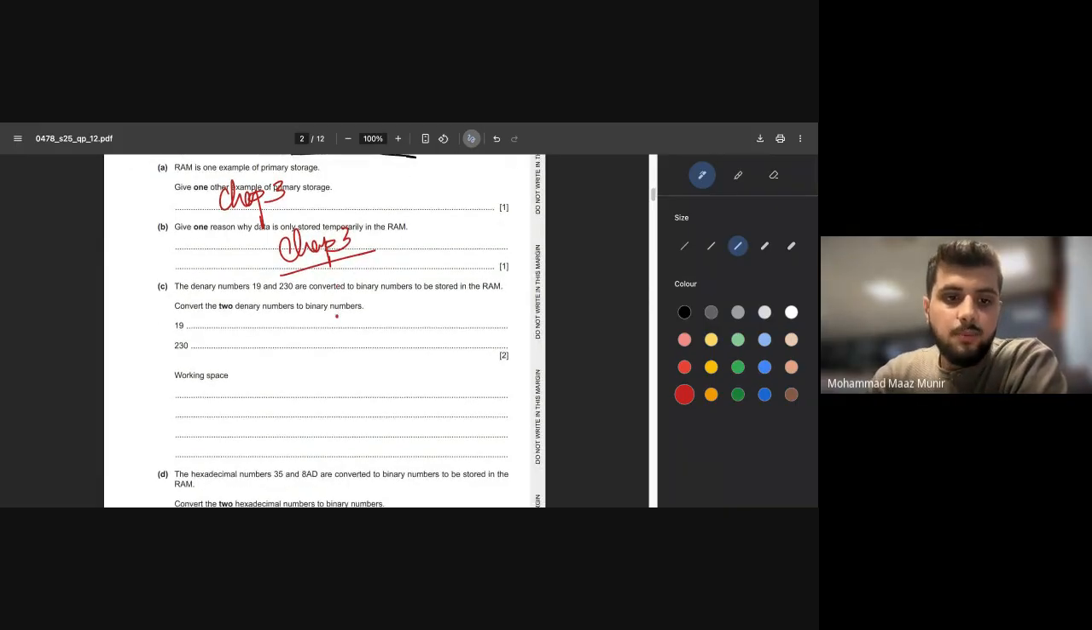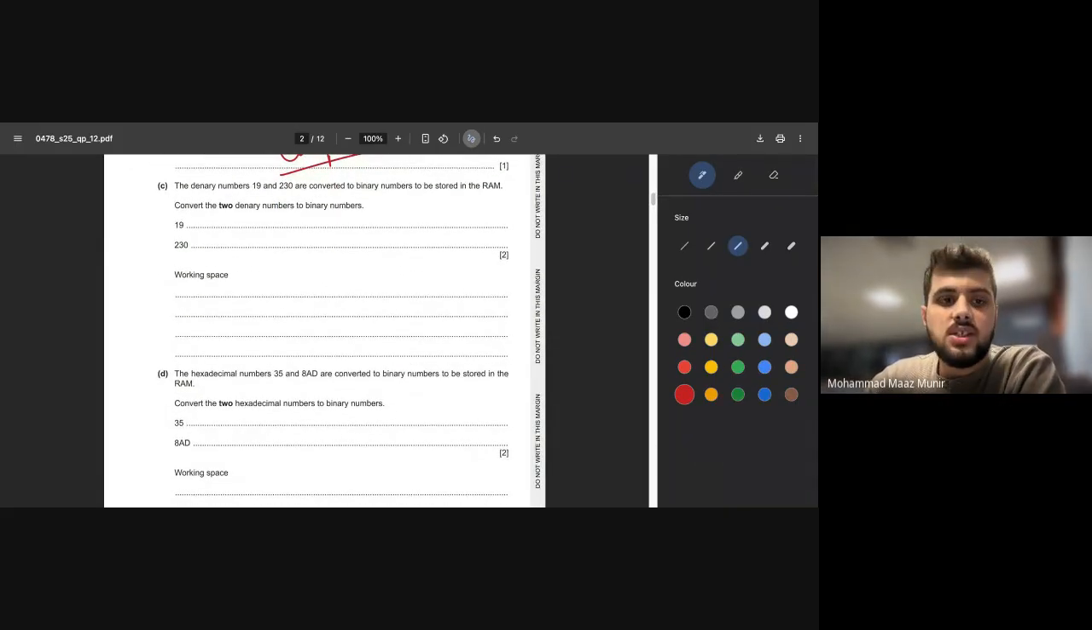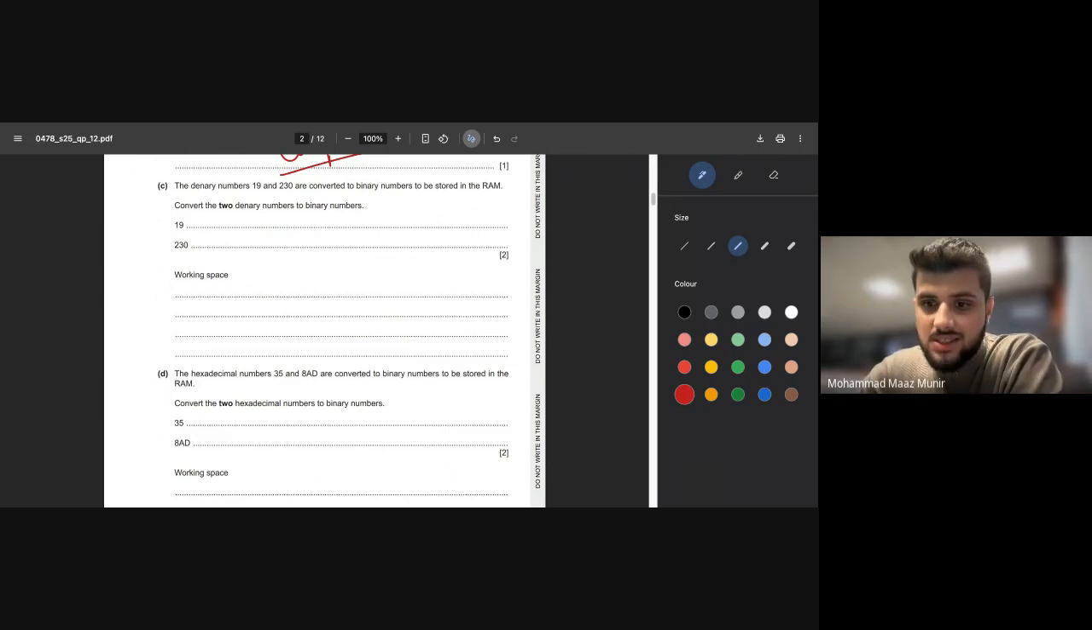Now, from part C onwards, questions are back to discussing chapter number 1. The first two questions were from chapter number 3. But starting from part C, we are only going to be dealing with chapter number 1 questions, which are your data representation, binary, hexadecimal, and all those concepts.